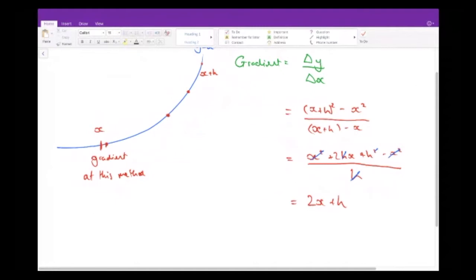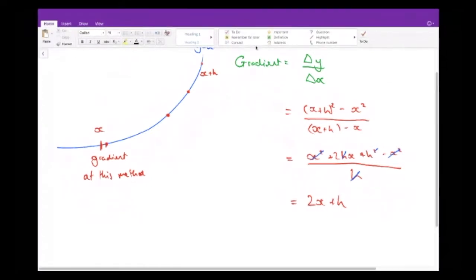Now, what can you tell me about the value of h when I compare the 2 points? So the one at x and the one just to the right of x. Do I want h to be big, small? What do I want it to go towards or tend towards? Yeah, exactly. So I want it to be really small.